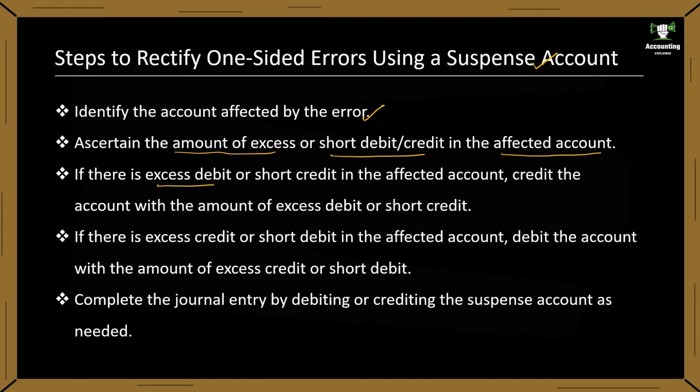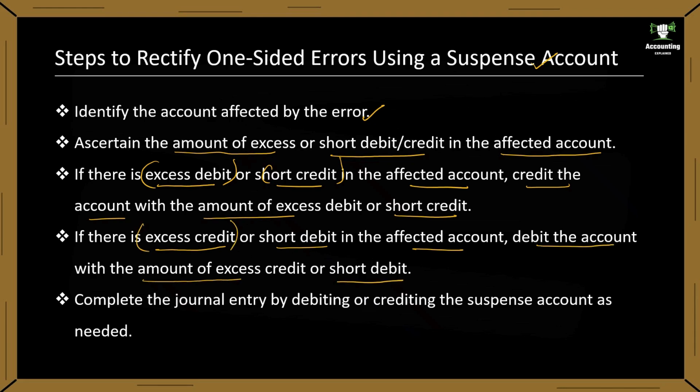If there is excess debit or short credit in the affected account, credit the account with the amount of excess debit or short credit. If there is excess debit, then you have to credit it, right? If there is short credit also, then you have to credit it. That way you have to make the rectification. If there is excess credit or short debit in the affected account, debit the account with the amount of excess credit or short debit.